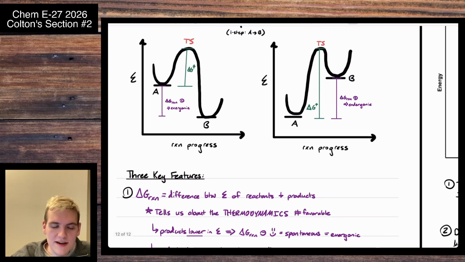Second thing that we're noticing here is delta G double dagger. So delta G double dagger, which I love this double dagger symbol. It means that we are in process. It means, hold on, something's happening. It's like pausing and raising your hand to ask a question.